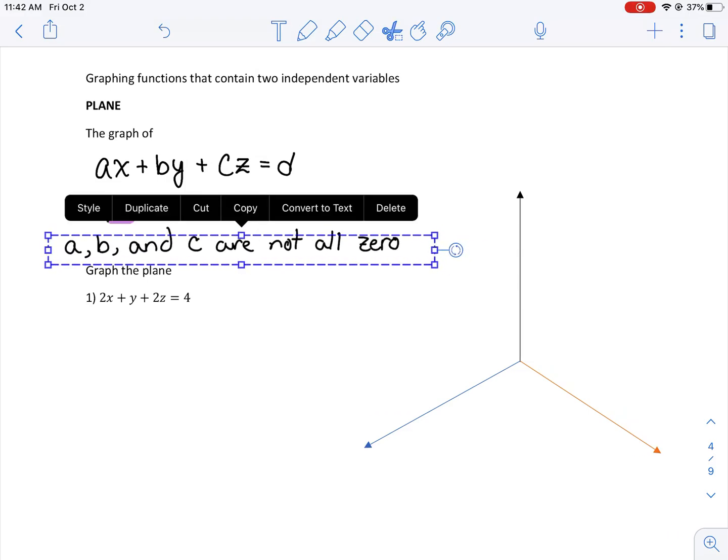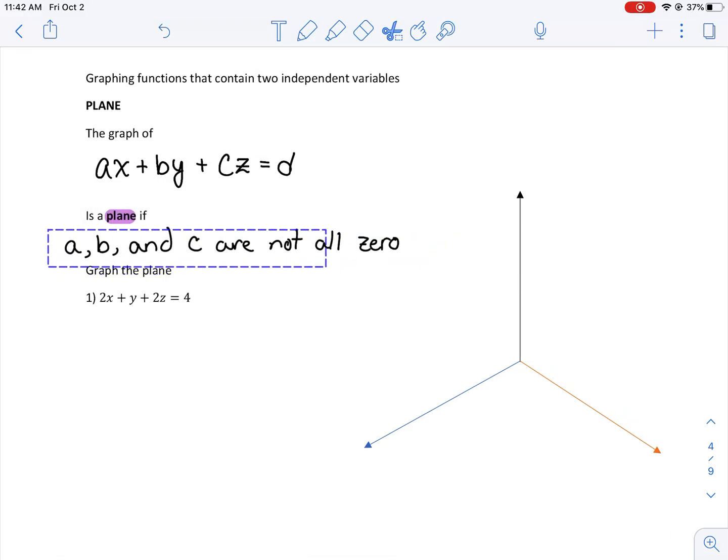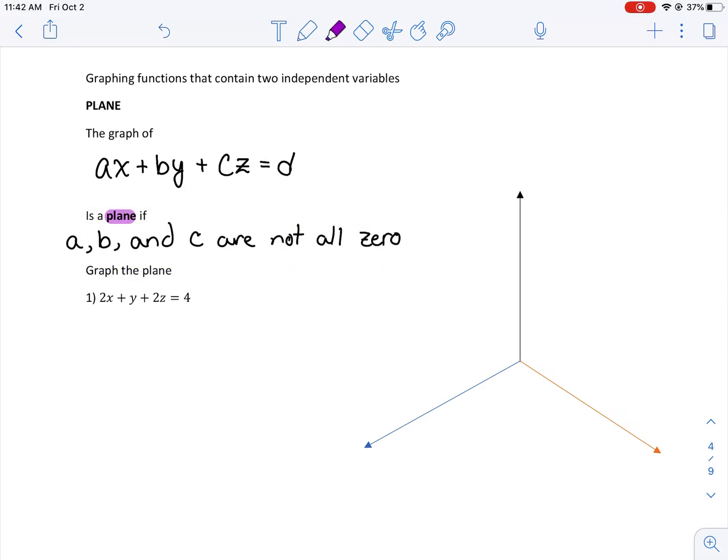Okay, so what do we mean by that last statement there? Well, let's assume that a is equal to 0. What will happen is that since a is equal to 0, the term a times x is also equal to 0. So this resulting expression is still a plane.